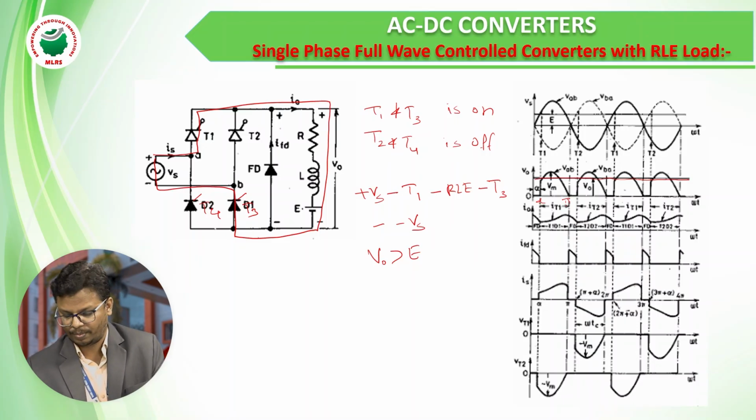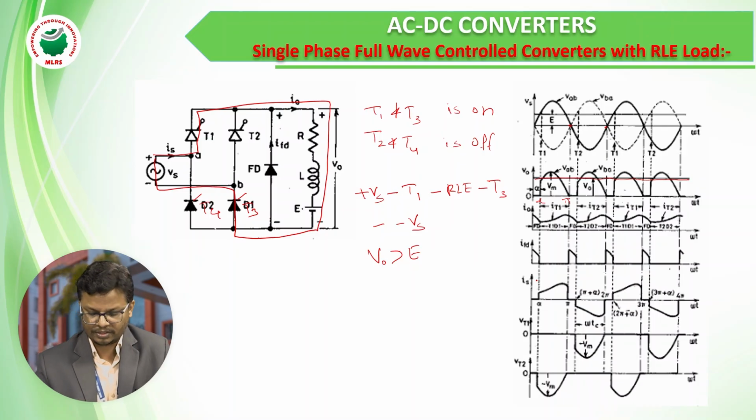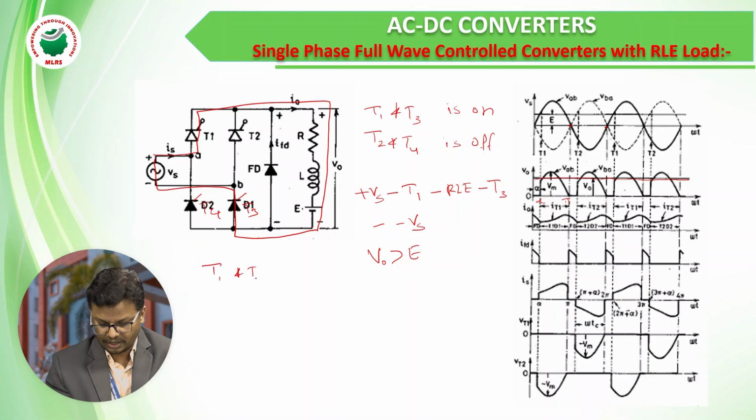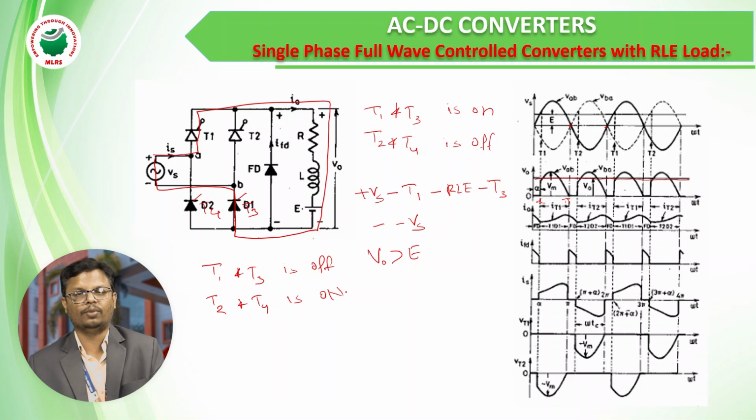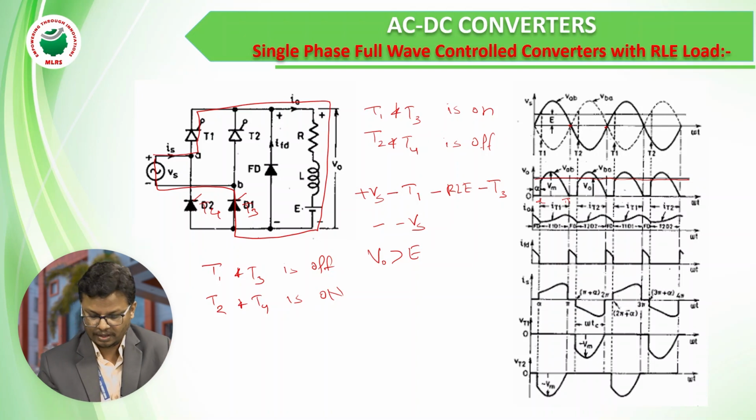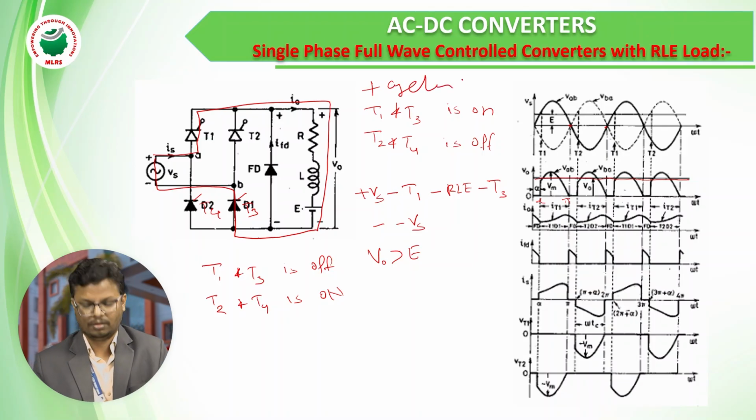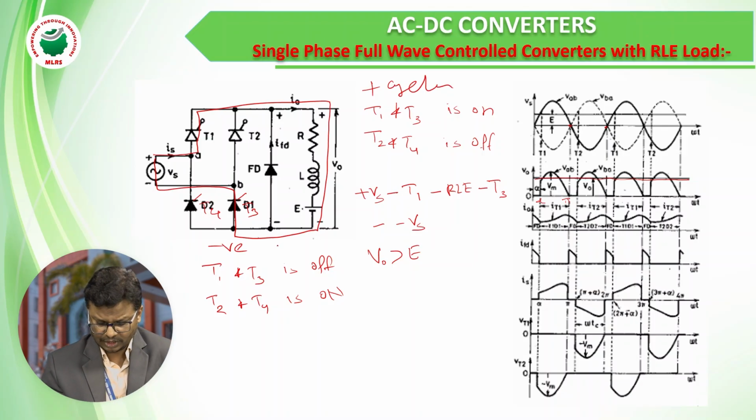After pi, in the supply waveform we get the negative half cycle. At this negative half cycle, T1 and T3 will be off. Then we trigger T2 and T4, and they are on. So in the positive cycle T1, T3 are on, and in the negative cycle T2, T4 are on.